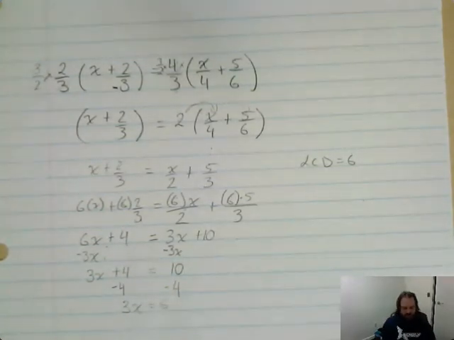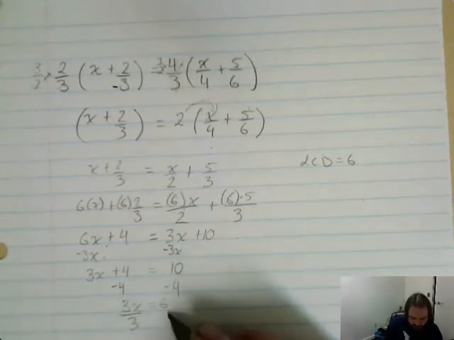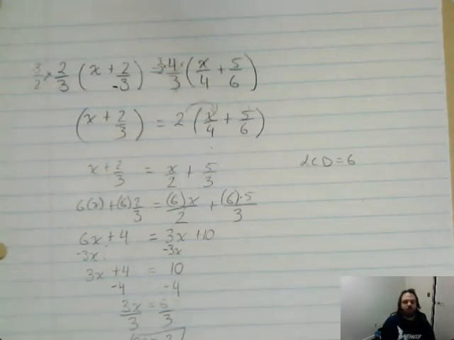Now if I have 3 of something is equal to 6, each of those is going to be equal to 2. We divide by 3, x is equal to 2. And that's how we do equations.